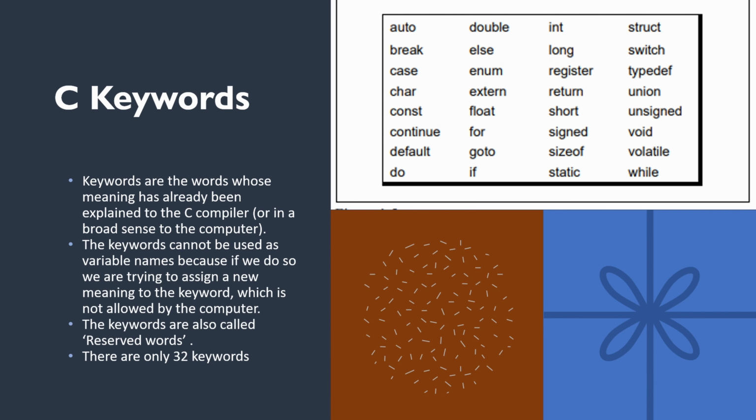So coming to keywords, we actually discussed this topic, right? Keywords are the words whose meanings have already been explained to the C compiler. Keywords cannot be used as variable names, as I said earlier, and keywords are also called reserved words. There are basically 32 keywords. I gave you an introduction of what C keywords are, and this is a brief description of what they are.